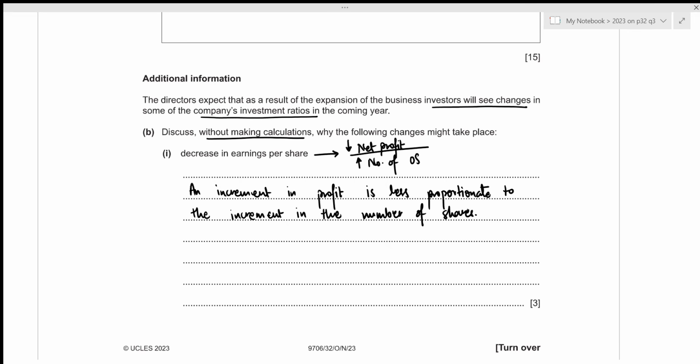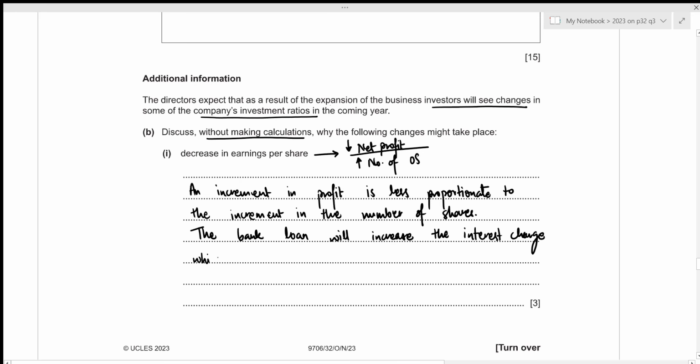The next thing that we can write down is, remember we had an increment in the bank loan of 30,000. So the bank loan will have increased our interest charges that will reduce the profit. So we can write that down. The bank loan will increase the interest charge, which reduces profit.